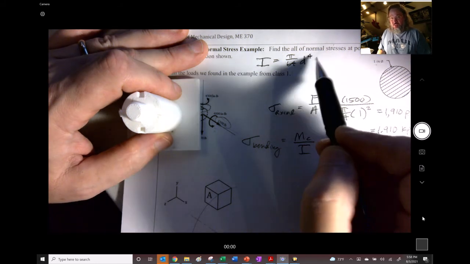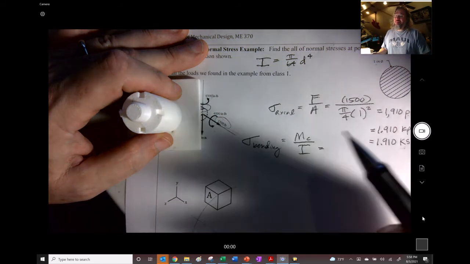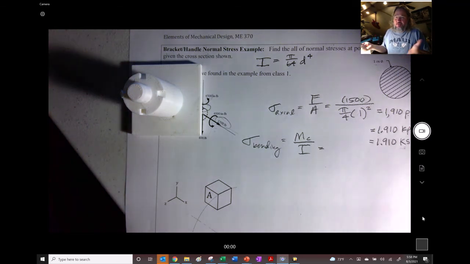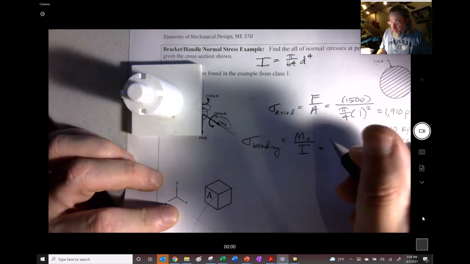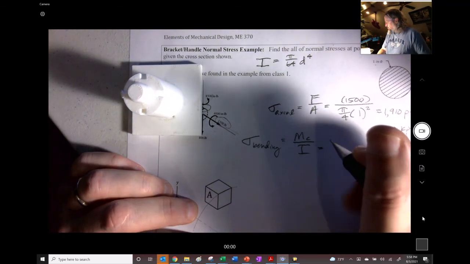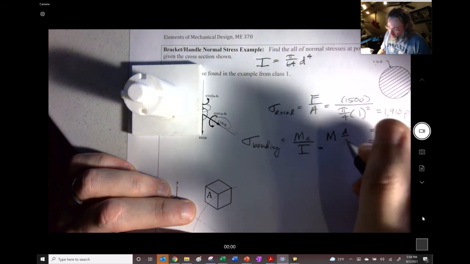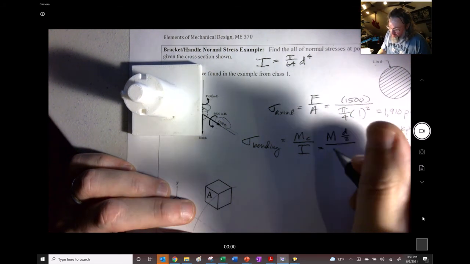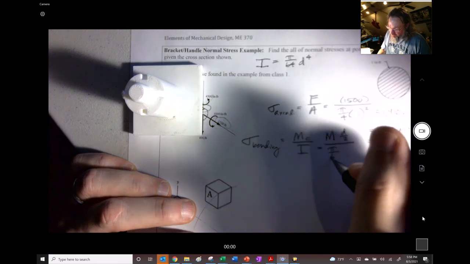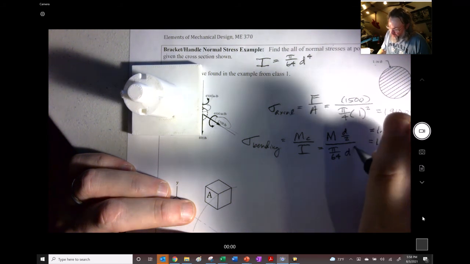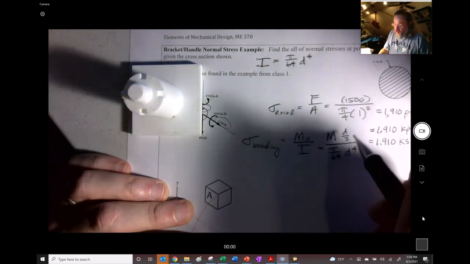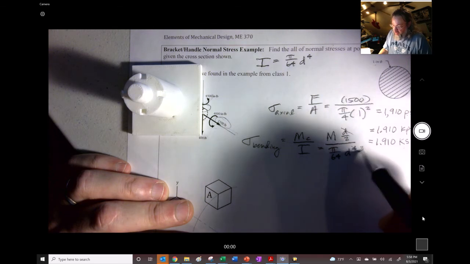pi over 64 d to the fourth, right? Some people use the radius, but we're usually given the diameter, so that's fine. And just note here that we could have M, and this is going to be d over 2 divided by pi over 64 d to the fourth, right? So one of the d's will cancel out right in there.